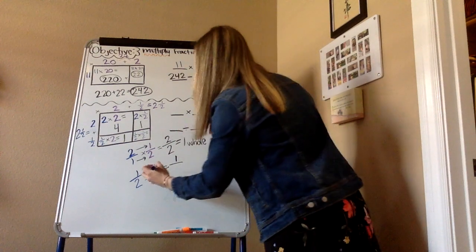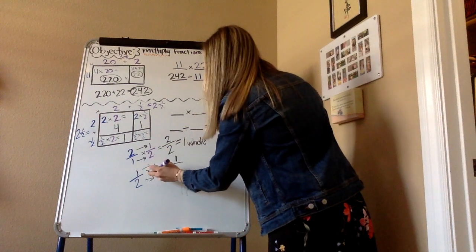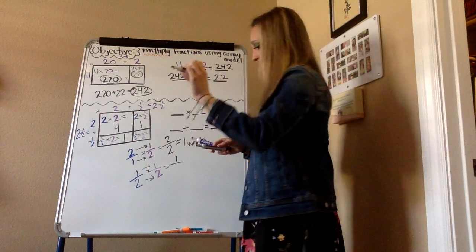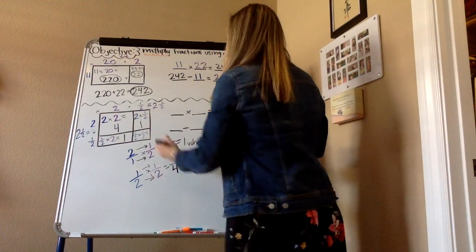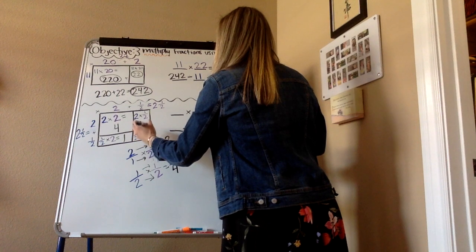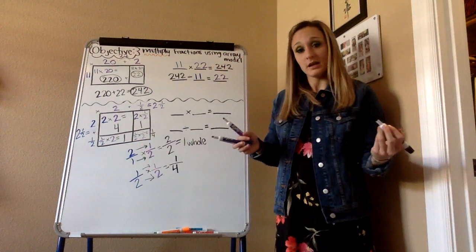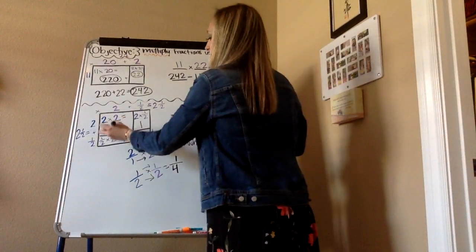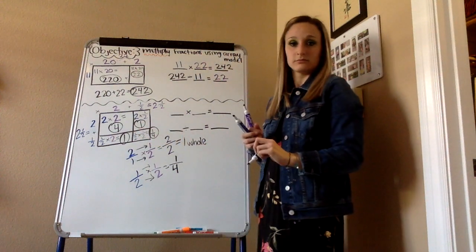Marvelous mistake. I wrote the problem incorrectly. This is why we go back and check our work. 2 times 2 is 4. So my answer for this box is 1/4. Now, again, I'm not done because I do have to add all of the answers together.